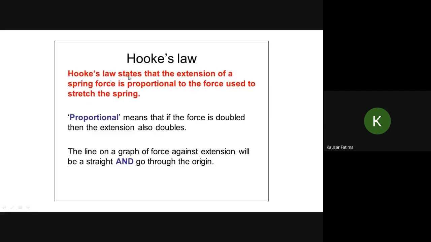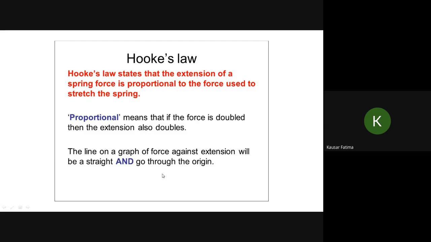Hooke's law states that the extension of a spring is proportional to the force used to stretch the spring. Proportional means if the force is doubled, the extension is also doubled. So in simple words, you can say load is directly proportional to extension, provided the elastic limit is not crossed. And the graph which is plotted will give you a straight line that passes through the origin.